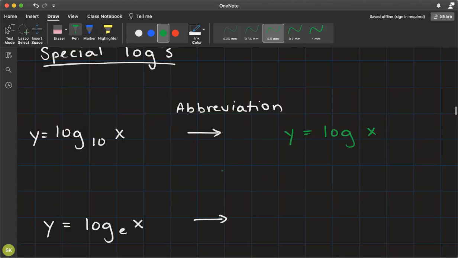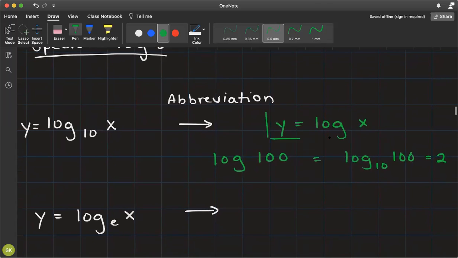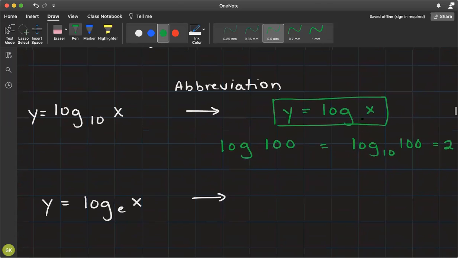So for example, if I ask you what is log of 100, what this really means is what is log base 10 of 100? And remember, a logarithm is an exponent. So 10 to what power gives me 100? Well, that's 2. So with this logarithm, we get rid of the base. If you don't see a base here, then it's understood that the base is 10.